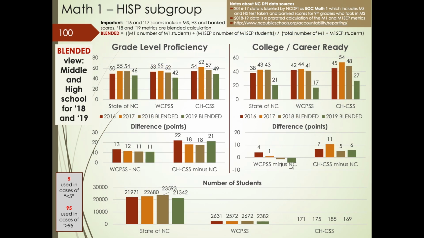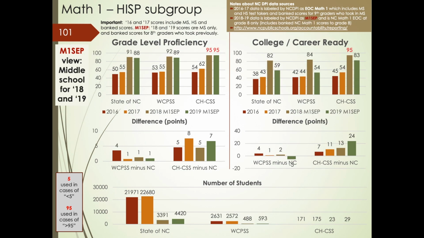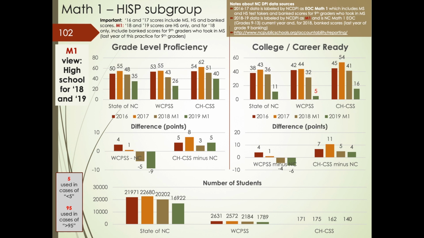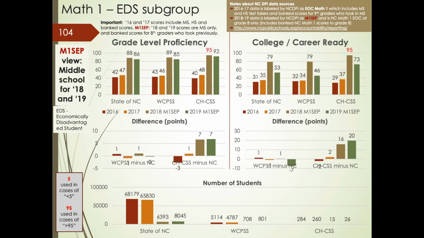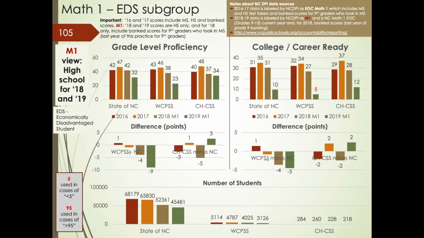So here's the Hispanic subgroup. For M1 SEP, not a big difference. Now here for M1, again, a pretty steady decline in comparison to the state. It's economically disadvantaged. Pretty competitive, equal with the state on the M1 SEP for this group. But then when we look at M1, the high school students, they are definitely trending down and falling well behind the state.